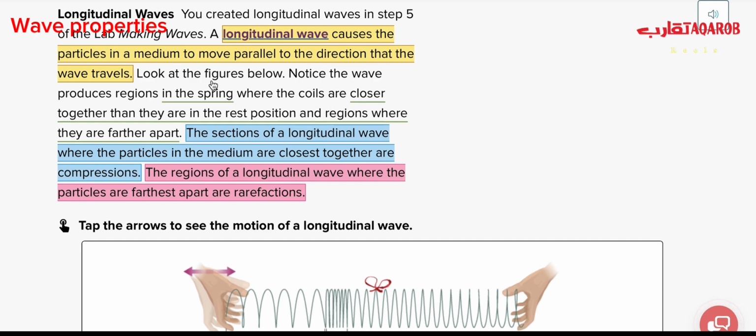We were talking about the transverse wave. In a transverse wave, they are moving what? Perpendicular to the direction the wave travels. So if the particles in the medium move parallel to the direction of the wave, this is longitudinal. If they are moving perpendicular to the direction of the wave, this is a transverse wave, okay?